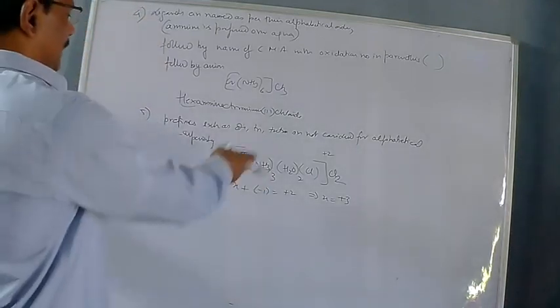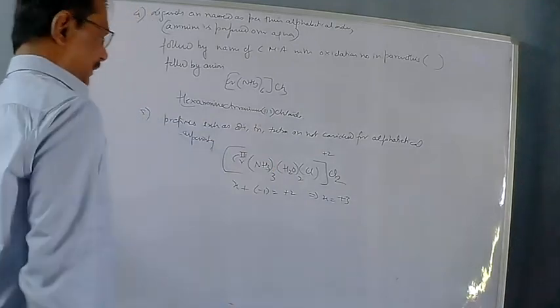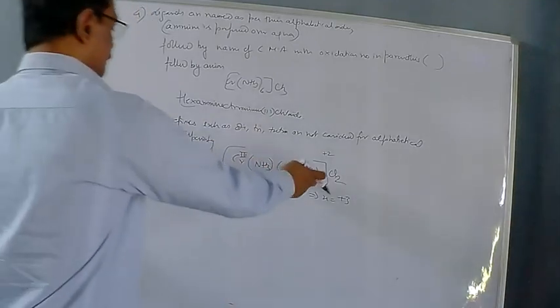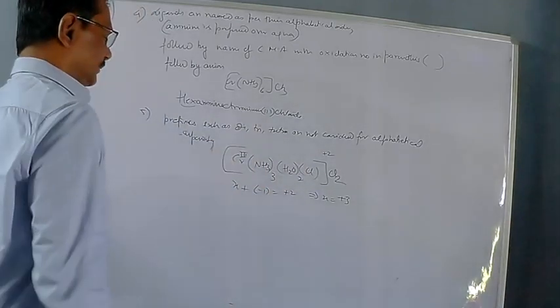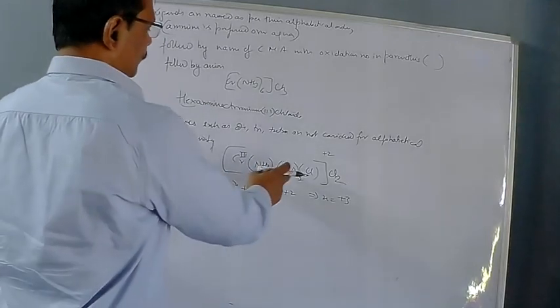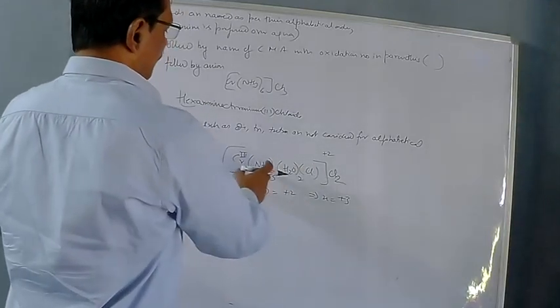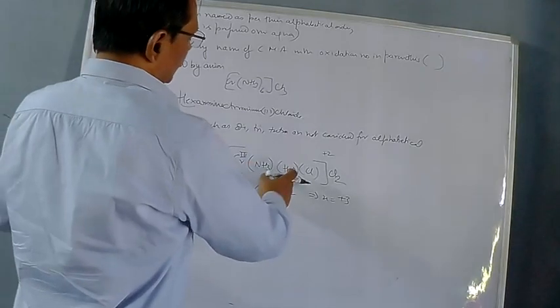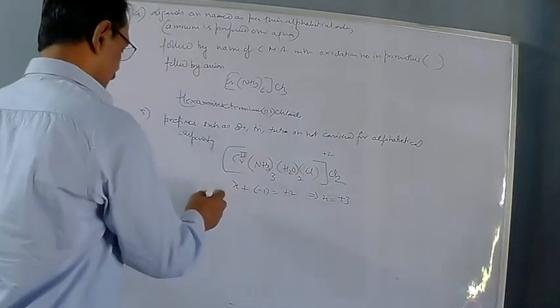Now we have three ligands. Class, we are going to name this cationic entity first. We all know first the ligand will be told, and then the central metal atom will appear. This is ammine, this is aqua, and this is chlorido. Ammine will be followed by aqua and then followed by chlorido. Class, see how I'm writing the name.